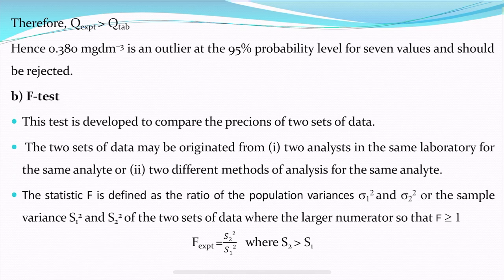So, the statistic F is defined as the ratio of the population variances, that is sigma 1 square and sigma 2 square. Here sigma 1 and sigma 2 are the two different population variances that I am going to see. With the help of that, I am going to perform the F test.